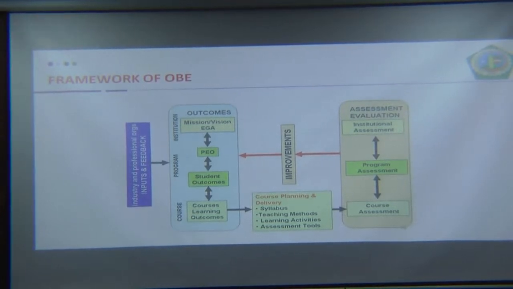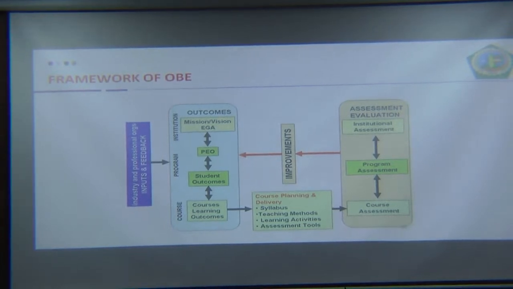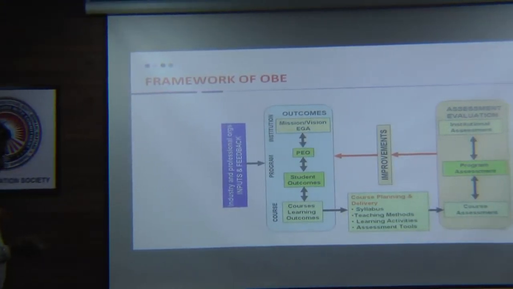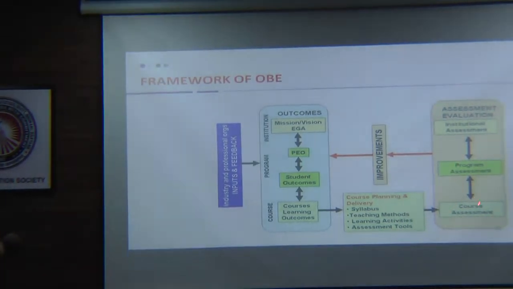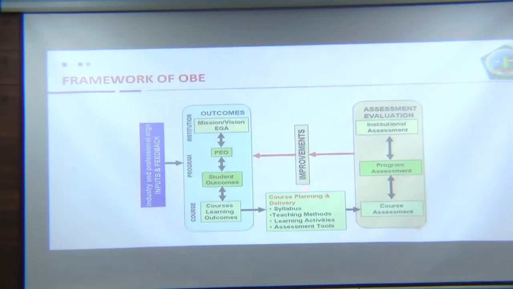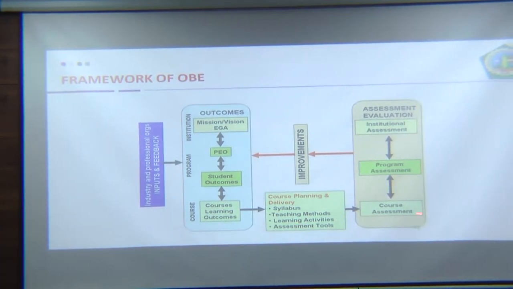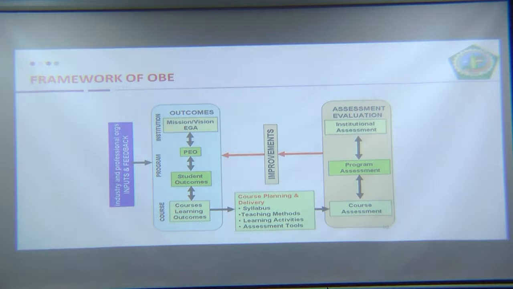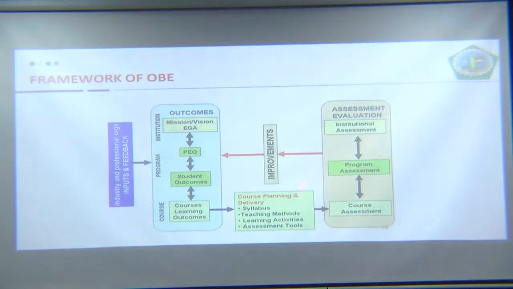So here we can see that the key components need to be assessed and evaluated, and that is very, very important. First we assess the course. This course assessment will be covered through your course planning and delivery, where we have the syllabus, teaching method, learning activities and assessment tools. Once we assess the courses, a program has many courses, and those courses evaluated together will give the assessment of the program.